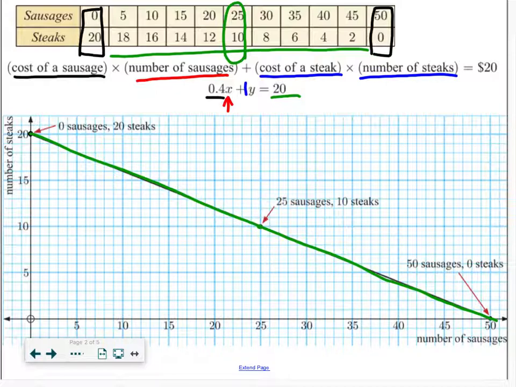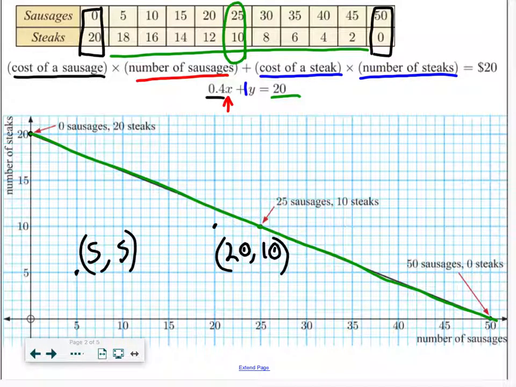Well, we've got to remember that for our feasible region, we don't have to spend our entire $20. We could also have an option down here where we buy 5 sausages and 5 steaks. We could also have an option over here where we buy 20 sausages and 10 steaks. Yes, we'd have money left over, but that's a feasible option for this scenario.